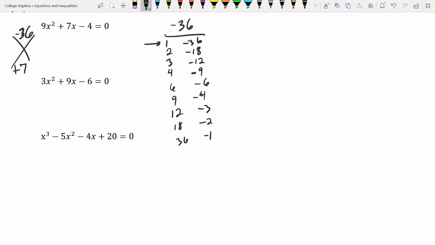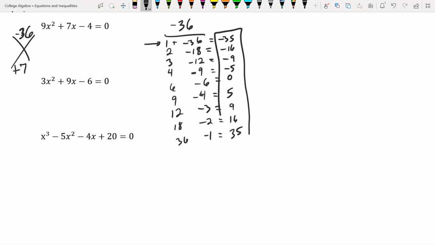So as we go this way, we add: negative 35, negative 16, negative 9, negative 5, 0, 5, 9, 16, and positive 35. And you see in there, none of them add up to positive 7. What that means is that this cannot be solved using the AC method.